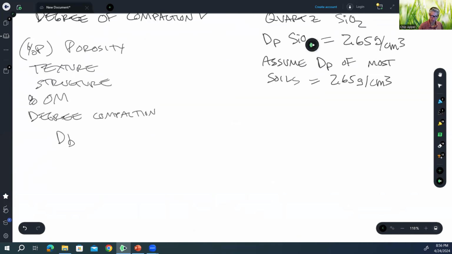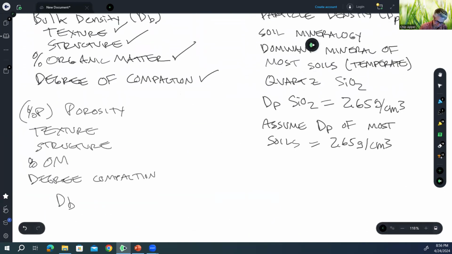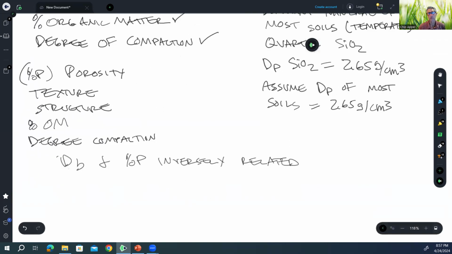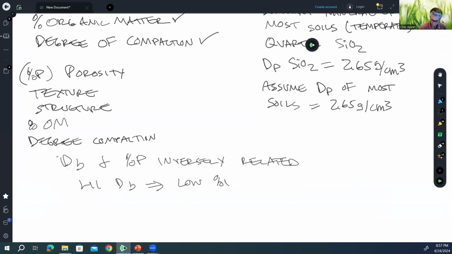And I'm just going to write it down here. The relationship between bulk density and porosity is inverse. So bulk density and porosity are inversely related. All that means is that if one is high, the other is low. One is low, the other is high. So if you have a high bulk density, what that means is that you're going to have a low porosity, right? If you have a low bulk density, that means that you will have a high porosity.